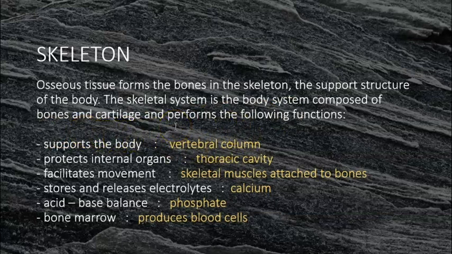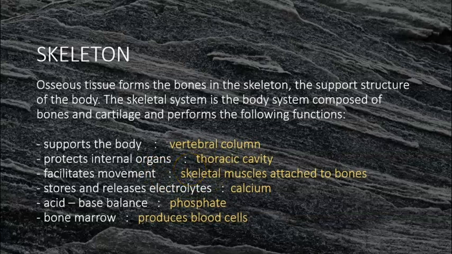Next one is going to be protection. For example, we have the thoracic cavity, and your thoracic cavity is going to protect your heart. Same thing happens with the skull and the brain. Next one, movement. Bones are attached to muscles, and the muscles move. The muscles that are attached to the bones are going to be called skeletal muscles.